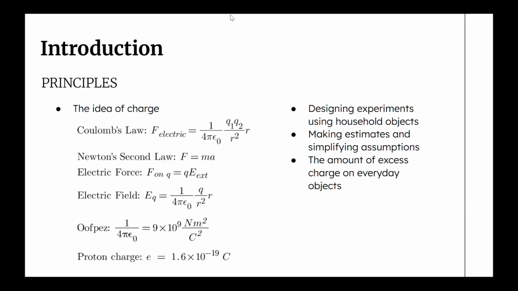The fundamental physics principles are the idea of charge, including Coulomb's law, which states electric force equals 1 over 4 pi epsilon naught times Q1 Q2 over r squared times r hat; Newton's second law, which says force equals mass times acceleration; and electric force, which equals charge times the external electric field, which equals 1 over 4 pi epsilon naught times q over r squared times r hat. Then 1 over 4 pi epsilon naught equals 9 times 10 to the 9th newton meters squared per coulomb squared, and the charge of a proton is e equals 1.6 times 10 to the negative 19th coulombs.